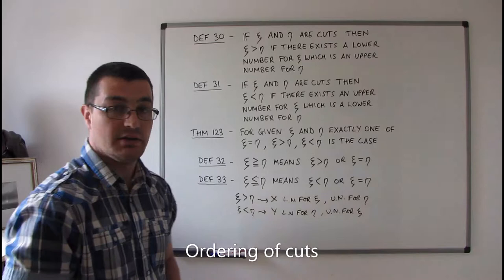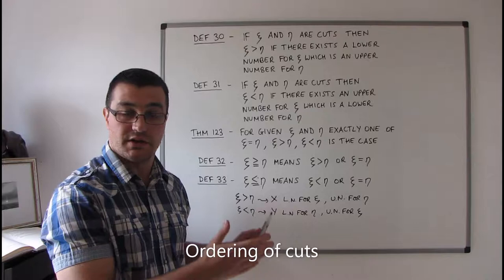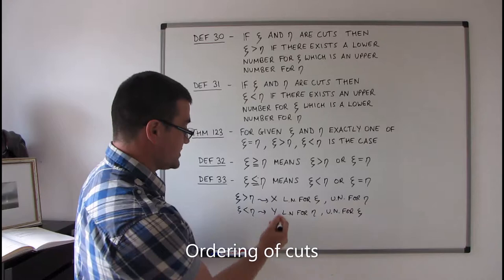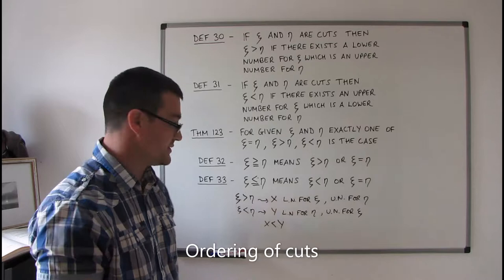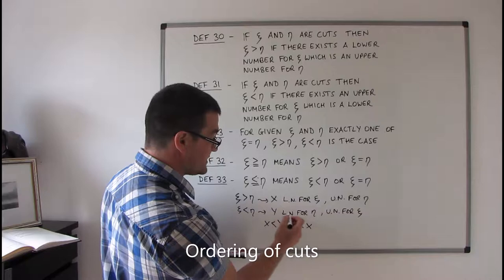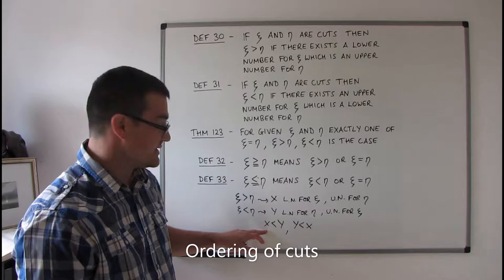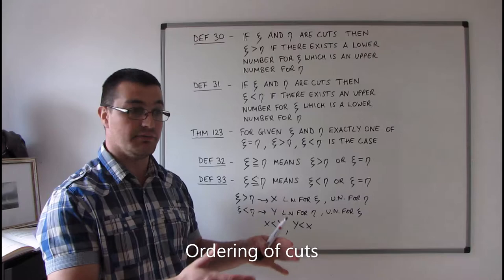Well, going back to the original definition of a cut, every lower number of a cut is smaller than every upper number. So if x is a lower number for xi, and y is an upper number for xi, then x must be less than y. These x's and y's are rational numbers. And similarly, x is an upper number for eta, y is a lower number for eta. So we get in this situation where x is less than y and y is less than x, but that contradicts theorem 81, which says that for rational numbers you can have exactly one of: x is equal to y, x is less than y, or x is greater than y.